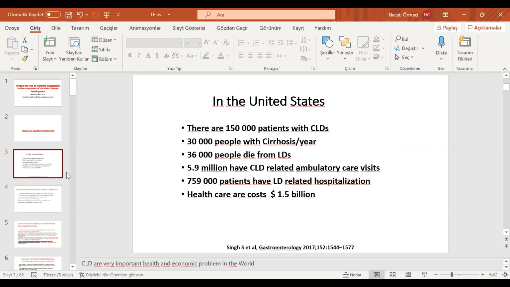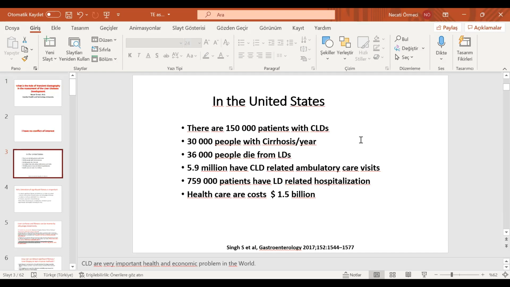So as we all know, chronic liver disease is an important health and economic problem in the world. In the United States, there are 150,000 patients with chronic liver diseases, and also 30,000 people with cirrhosis per year. 36,000 people die from chronic liver diseases every year.